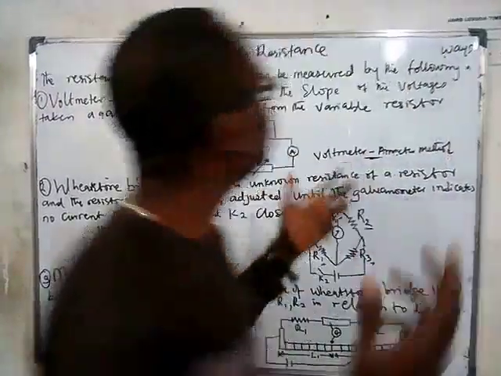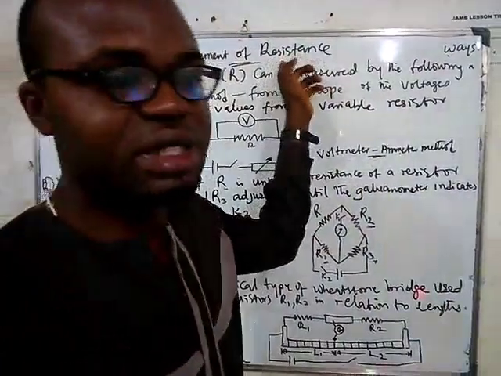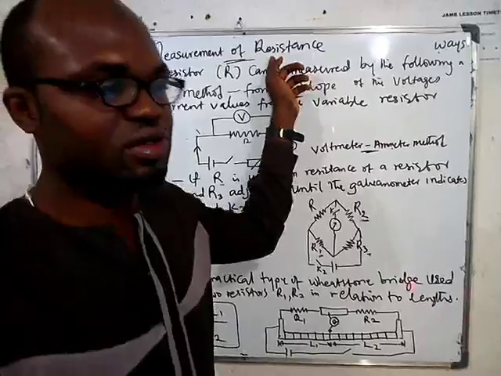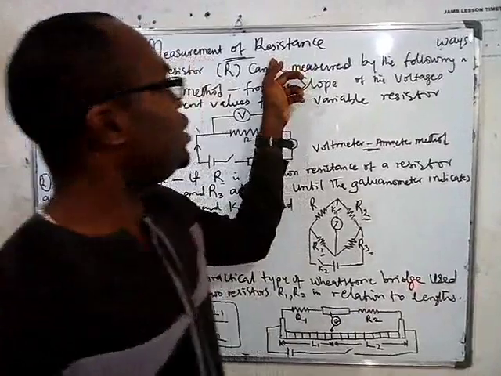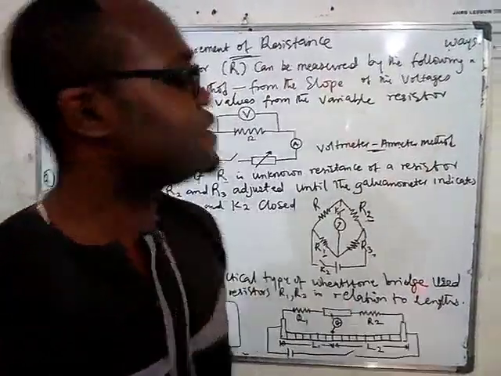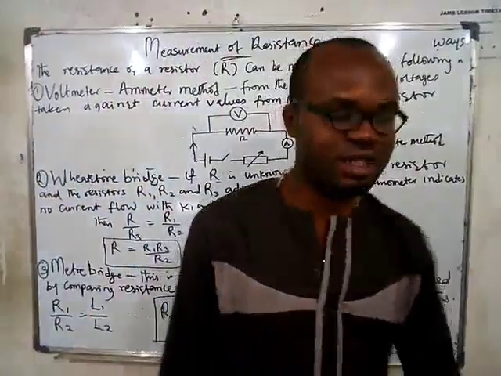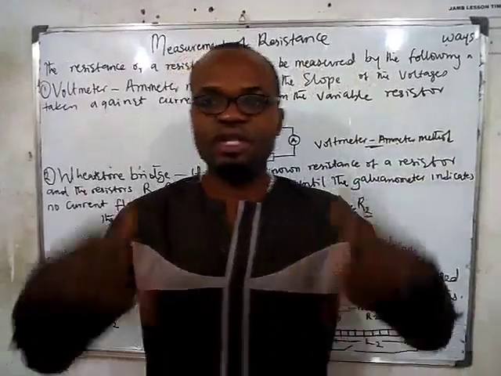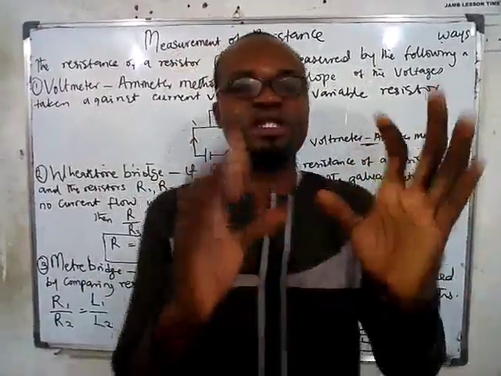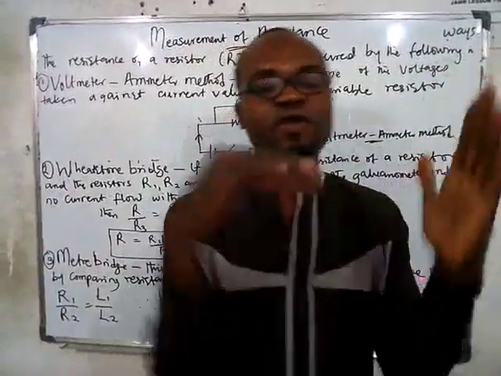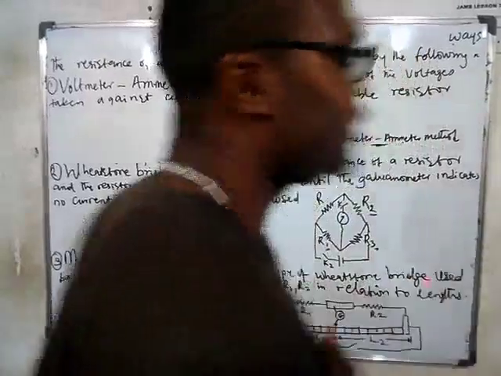So how do we measure the ability of a resistor to prevent the free flow of electricity, which is resistance? How do we measure the resistance of a resistor? How can we measure the ability of a given resistor to prevent the easy flow of electricity? There are three ways to do that.